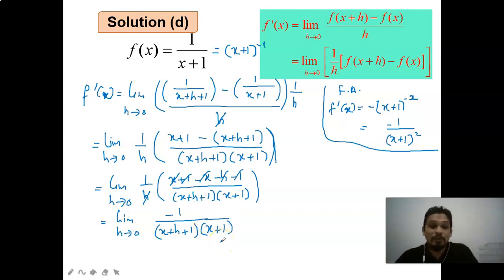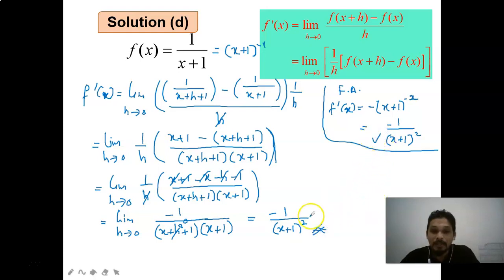So it's time for us now to use the value of h. When h approaching 0, there's only one h left here. So when h approaching 0, this term now becomes x plus 1. So x plus 1 multiplied with another x plus 1. The final answer here is negative 1 divided by x plus 1 squared. Okay, so refer to this. We got the final answer here now. Easy, right?